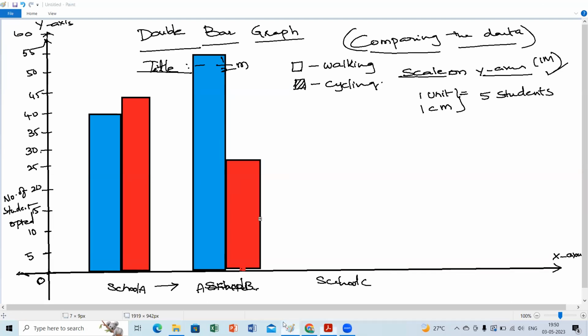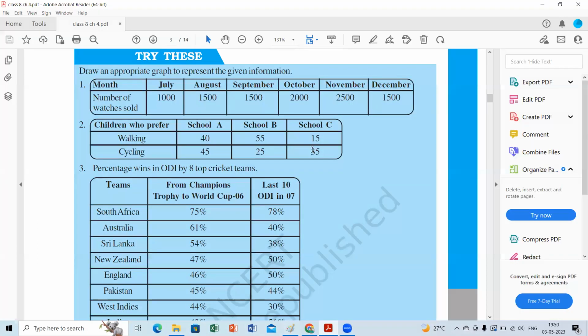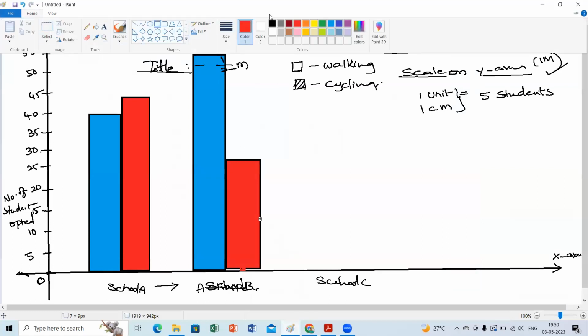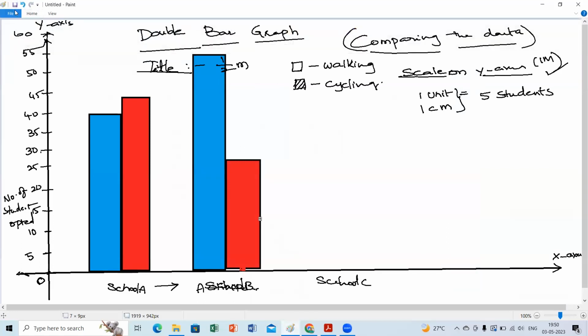School C also we can complete, children. School C data. What is the school C? 15 students and 35 students. 15 and 30. 15 and 34. 15, 35. Approximately we are taking, children.